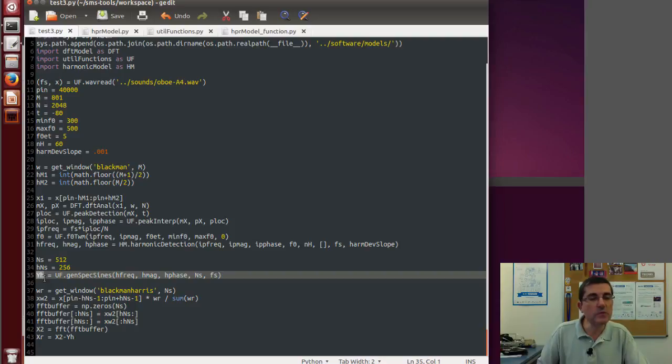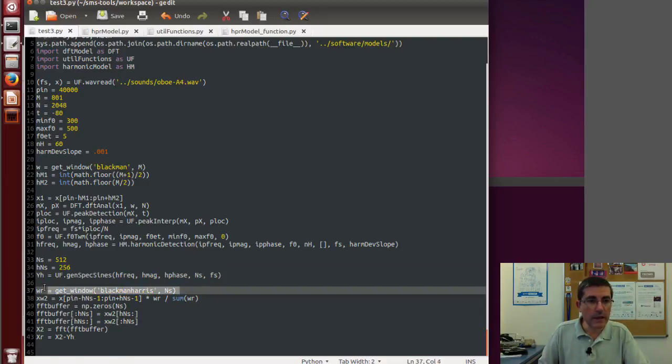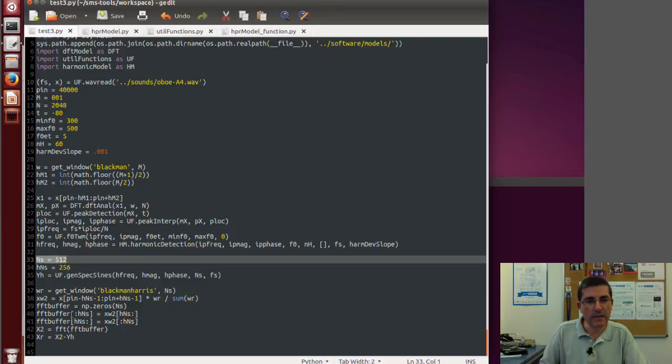But to do that, we need to recompute the spectrum of the original signal so that we use the Blackman-Harris window in this spectrum. Okay, so we have to compute a Blackman-Harris window of the same size that we are now using for the synthesis, 512. And then we're going to choose again from the original signal, from the fragment of the sound, only the 512 samples around the pointer.